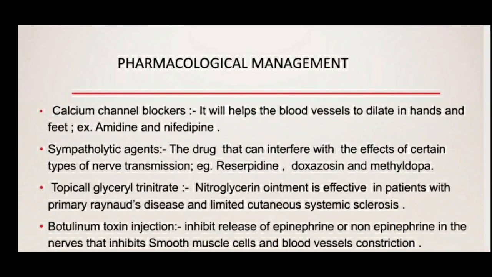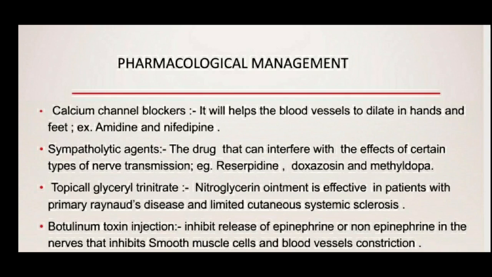In pharmacological management, first, calcium channel blockers. The calcium channel blockers help the blood vessels in the hands to dilate. The first examples are amlodipine and nifedipine. These are mainly the drugs that are used in Raynaud's treatment. Next one, sympatholytic agents. These are drugs that can interfere with the effect of certain types of nerve transmission. For example, reserpine, doxazosin and methyldopa are widely used in the treatment of Raynaud's condition.